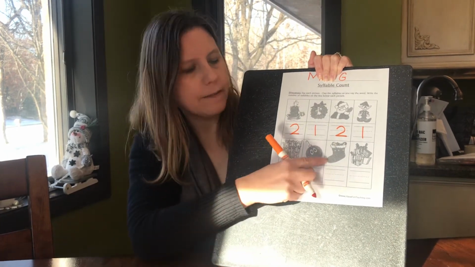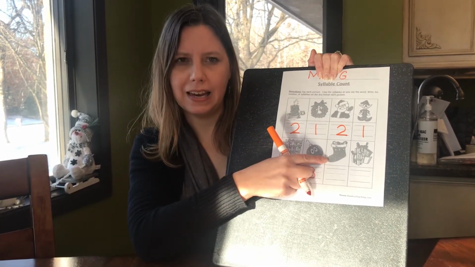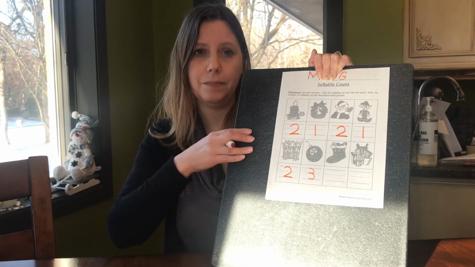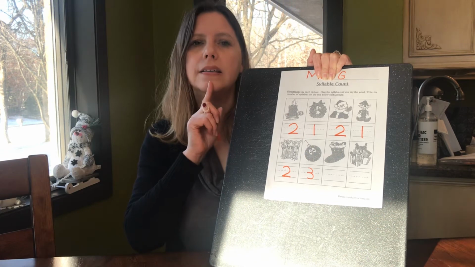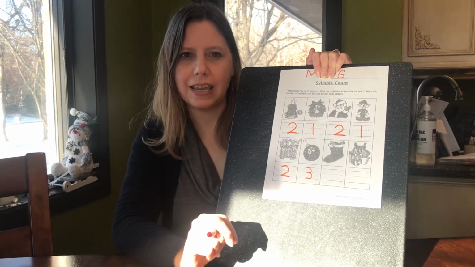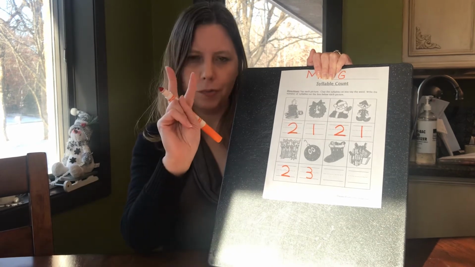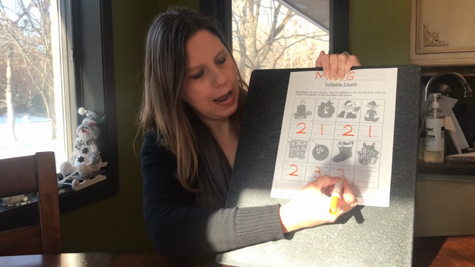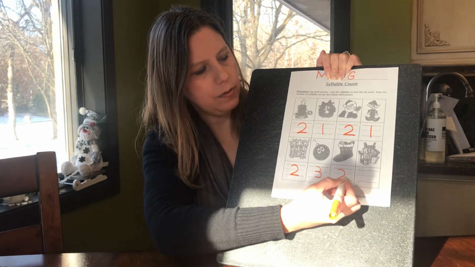Now we're going to put our finger on the stocking. Let's try that one. Stocking. Now let's try with our chin. Stocking. How many for the word stocking? 2. You are correct. So we're going to start at the top, curve around, and slide to the right.